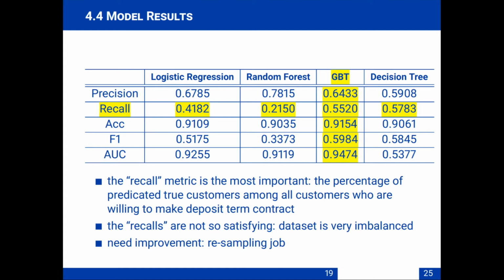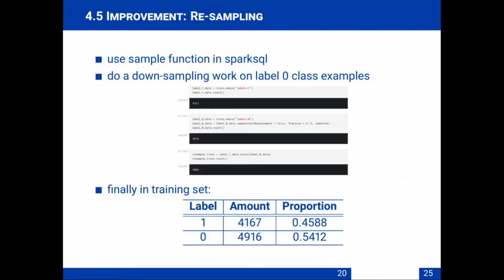That is why we try to do the resampling job. Since label 0 class makes up the majority, we do a downsampling work on label 0 class samples in the training dataset. As a result, there are 4,167 label 0 class examples and 4,916 label 1 class examples in our resampling training dataset.